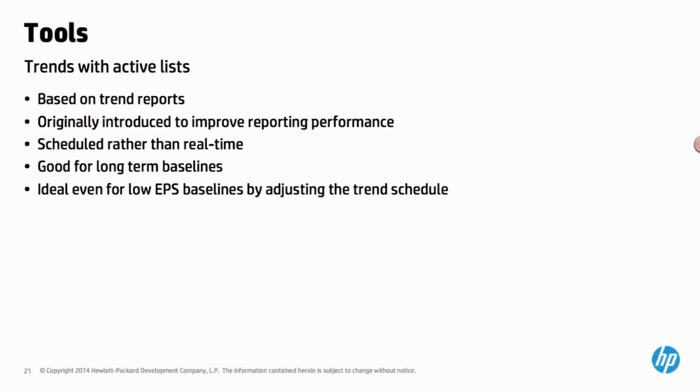And then finally, when we get to some further tools, we need to look at trends. Now, trends can actually leverage active lists as well. Trends have been a feature within ESM for a very long period of time, and a lot of customers overlook what they can actually do. It was originally introduced to improve reporting performance. Rather than having to search through huge volumes of data, 3, 6, 12 months' worth, the idea of using a trend was to capture that information, summarize it on particular snapshot intervals, and place it into a separate table, which meant reporting on that longer-term data was much simpler and easier.